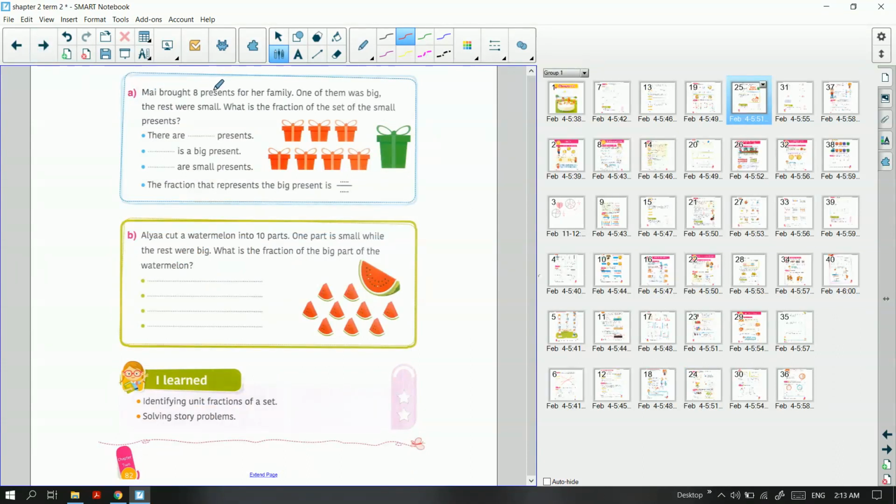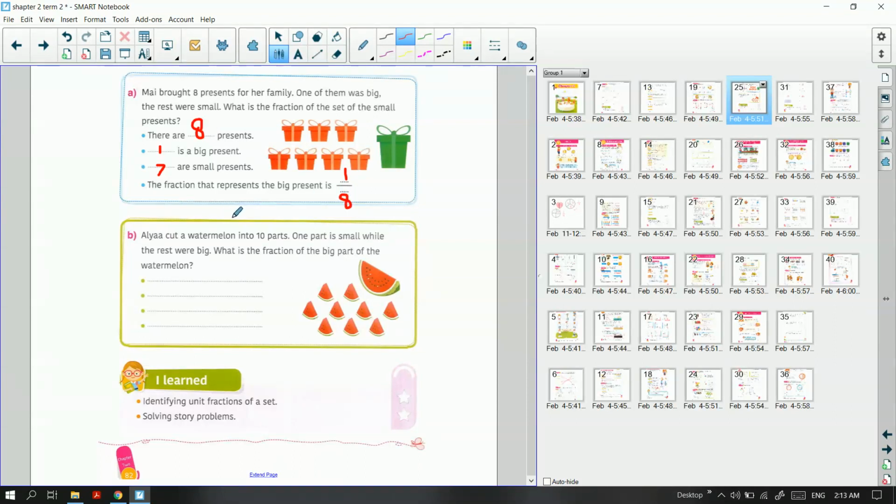Maya bought 8 presents for her family. One of them was big, the rest were small. What is the fraction of the set that is small? There are 1, 2, 3, 4, 5, 6, 7, 8. 1 is big. 7 are small presents. The fraction that represents the big one is 1 over 8.